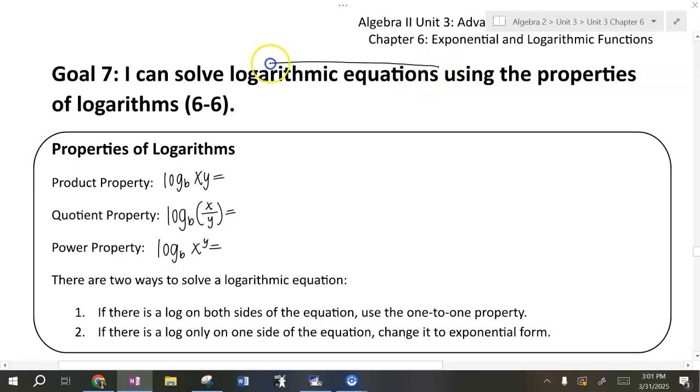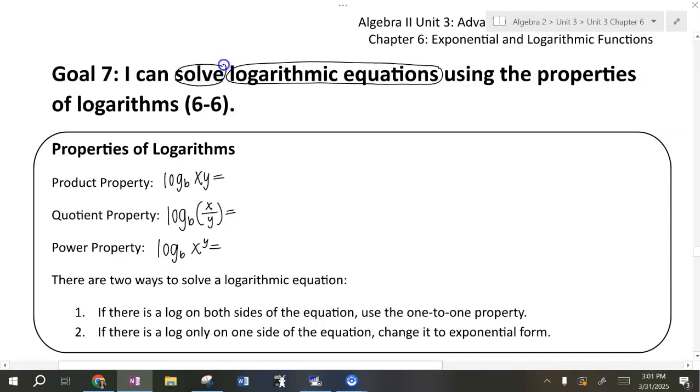Today we are going to be working on solving logarithmic equations by using the properties of logarithms. Just so you know, a logarithmic equation is any equation that has a log in it. So it might have more than one log, it might have a log on each side. Depending on what it looks like will dictate how you have to solve the equation.